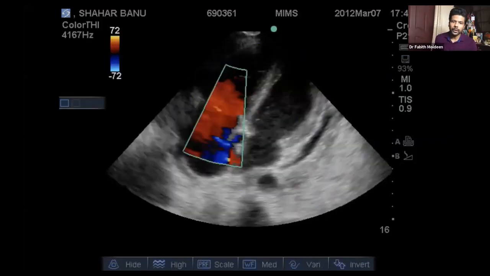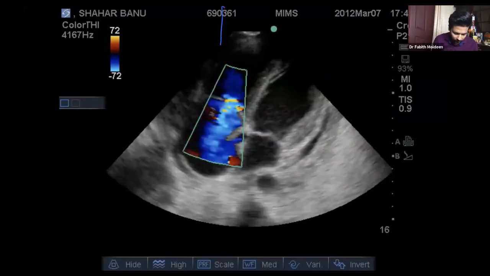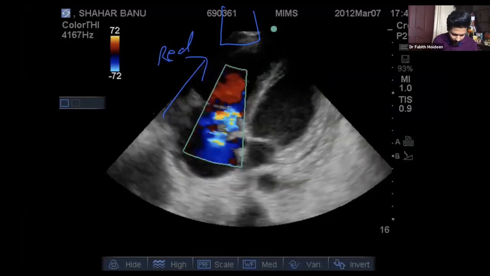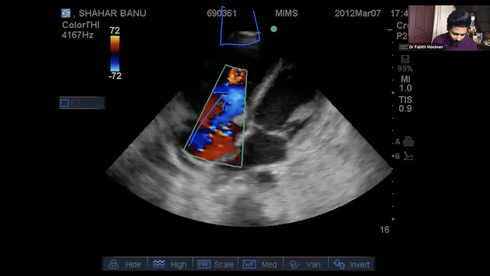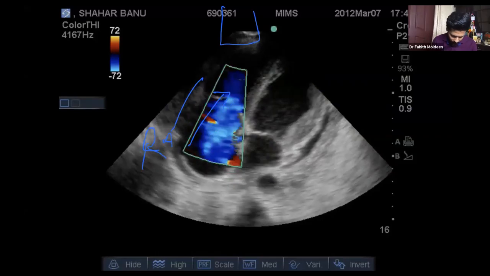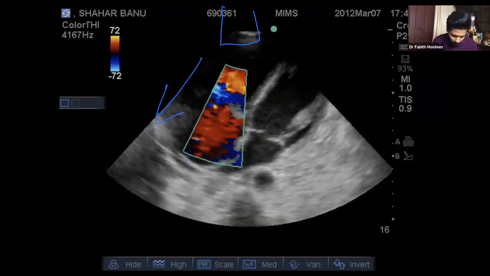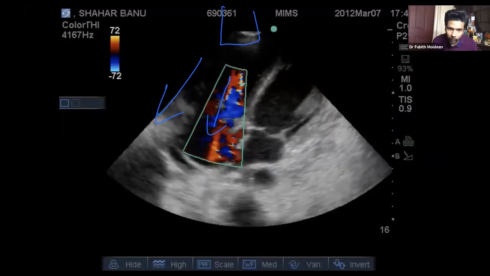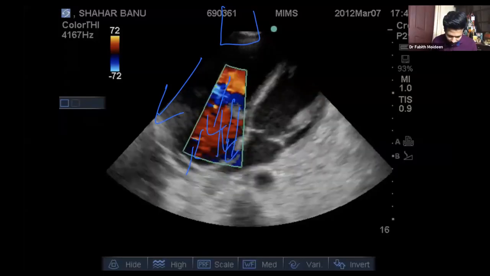Now, this is what I was trying to tell you. There is a tricuspid regurgitation. How do you diagnose? You put the probe here, and if the blood is coming towards the probe, it is going to be red, and if it is going away from the probe, it's going to be blue, right? Normally the blood should come from RA to RV. There should not be any blood coming back to RA. Now it is coming back here. You can see a blue jet, which is going away from the probe. So that's bad, okay?